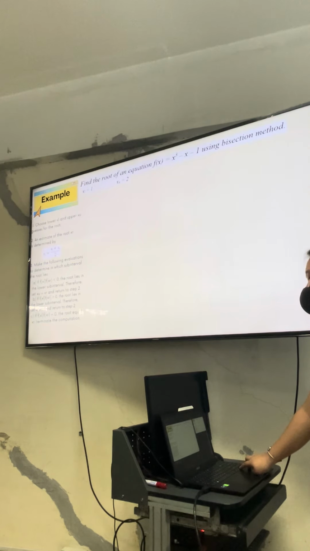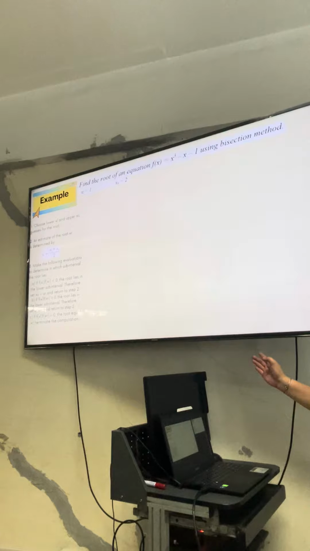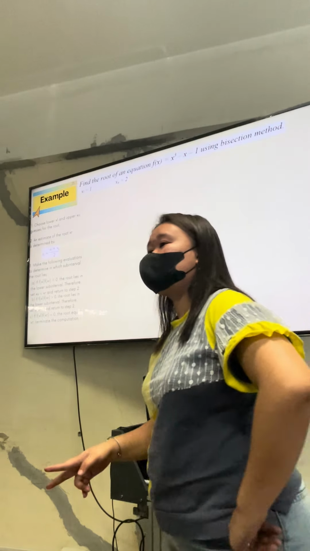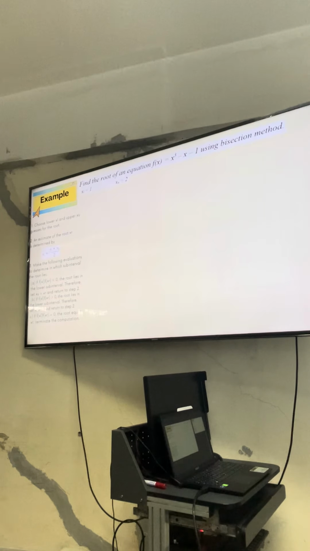Example. Find the root of an equation f of x equals x cubed minus x minus 1, using bisection method, with xl equal to 1, xu equal to 2. Now this equation class, program ni siya nga root, I forgot pila yung root. Naabot ni siya o more than 10 iterations in programming in MATLAB. But dire ang ako lang masolve sa inyo is at least 5. Okay, at least 5 for the example. Okay, so to solve that, ang steps dire.